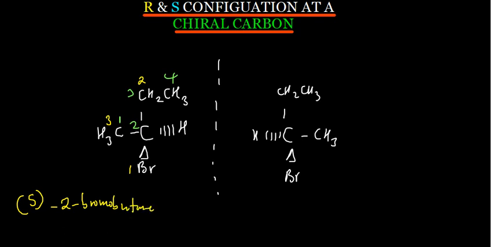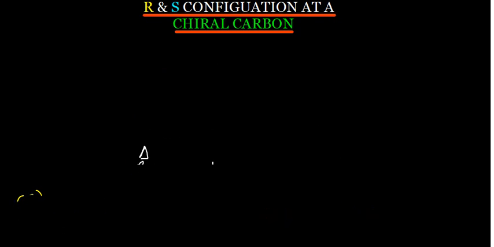And then the other one is still carbon number 1, number 2, number 3, but this one is going in this direction, in the clockwise. So this is going to be the R. At position number 2 we still have a bromine, so R-2-bromobutane. So this is how you determine configuration, either being S or being R.